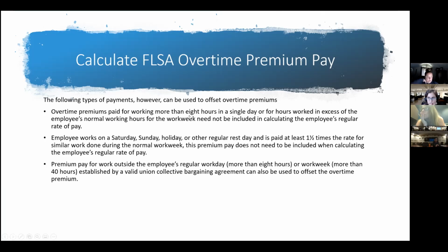We talked about this last week, so I'm not going to go into it in deep depth, but if your employer pays you some sort of premium for working on a Saturday or a Sunday or a holiday, that can be used to offset any overtime that you're owed for the week because you're being paid at that premium rate. And it has to be at least 1.5. But if your employer does something really nice, like you get double time for working on Sundays, that's above and beyond. So it can be used to offset any overtime you're owed for the week.